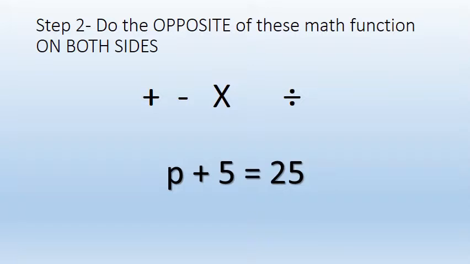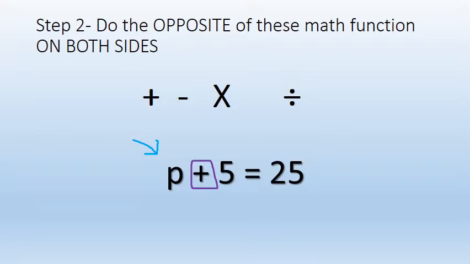So now you're ready to start. The first actual step we do, after we figure out whether it's plus, minus, times, or division, is to do the opposite of that on both sides. I know this can be confusing at first, but there's a reason we do this. The reason is we want our variable to end up all by itself.